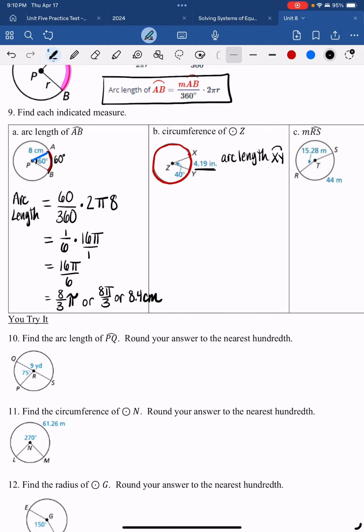We have this center angle of 40 degrees. That center angle of 40 degrees, that's the measure of arc XY.